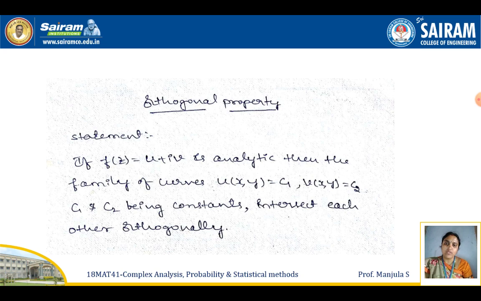You just observe here u and v are functions of x and y, which is in Cartesian form. So now we have to prove the statement. Once again I am going to read this statement. If f of z equals u plus iv is analytic, already they have given that f of z is analytic. In this situation we have to prove that u and v intersect each other, it means the angle between u and v is 90 degrees. This is the statement of the orthogonal property.